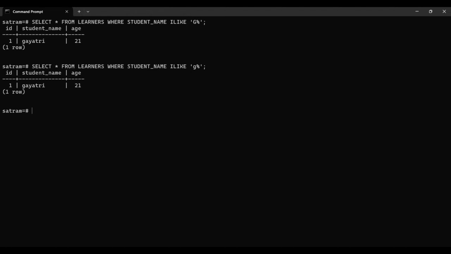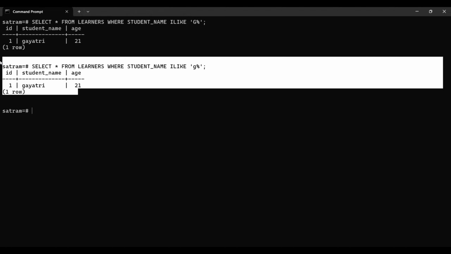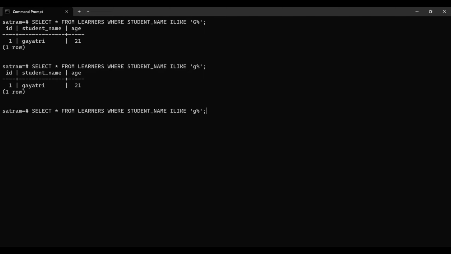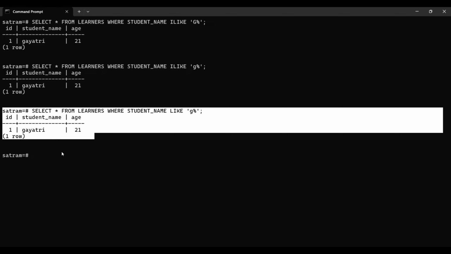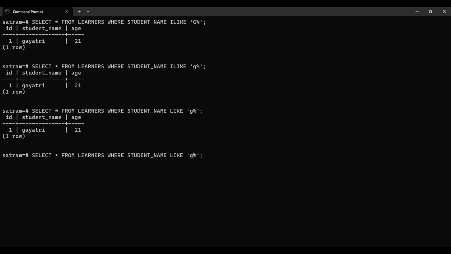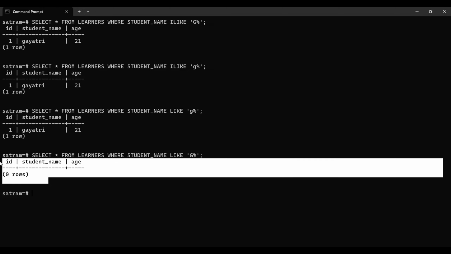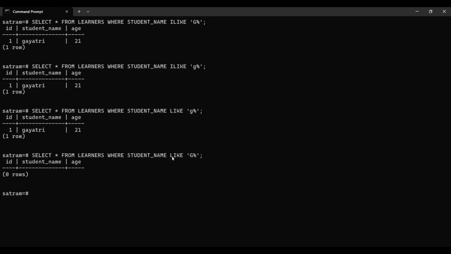For both capital G and small g, we get the same output. If you use the LIKE operator, only small g works. With capital G you will not get any rows, because it is case sensitive. That's how the LIKE operator and the ILIKE operator differ.